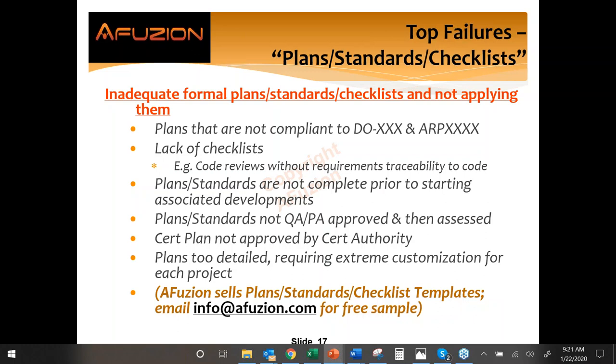So we have to show that the independent review really was done. QA checks the transition criteria. We'll talk about that in another failure. The plans and standards need to be complete before we start the project. They have to be approved and signed by QAPA, but QAPA doesn't really develop them, okay? They delegate, but they're responsible.